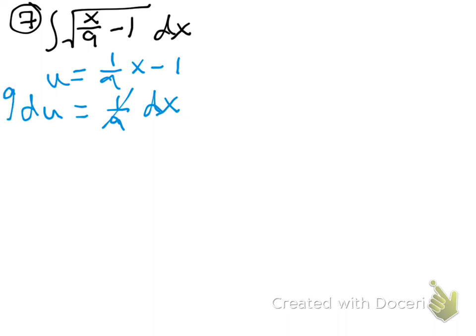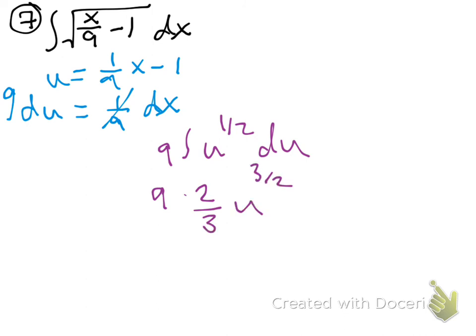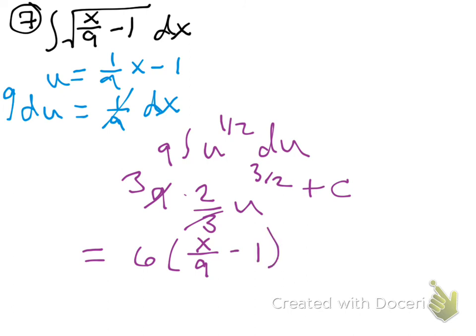So now it's time for us to rewrite the integral. So it would be 9 times the integral of u to the 1/2 power du. Then you just solve the integral as normal. 2/3 u to the 3/2 plus c. And then, of course, reduce. So my final answer would just be 6 times x over 9 minus 1 to the 3/2 power plus c.